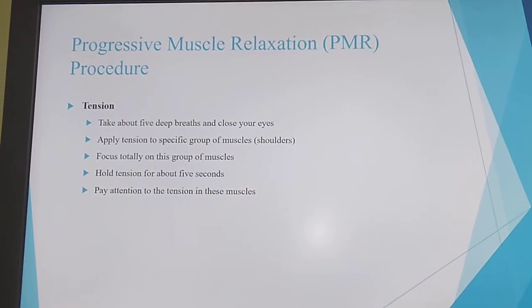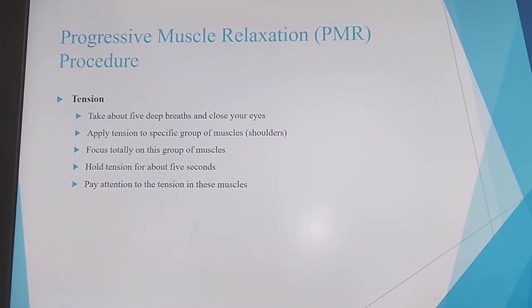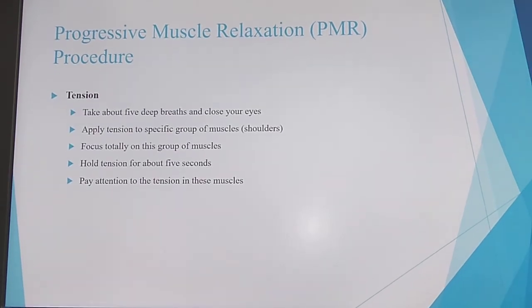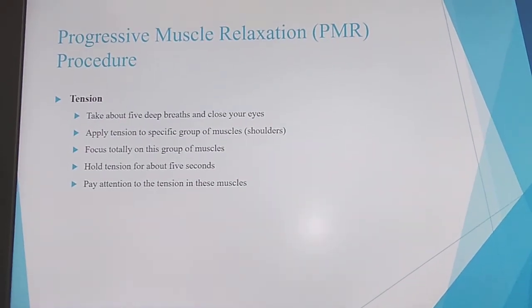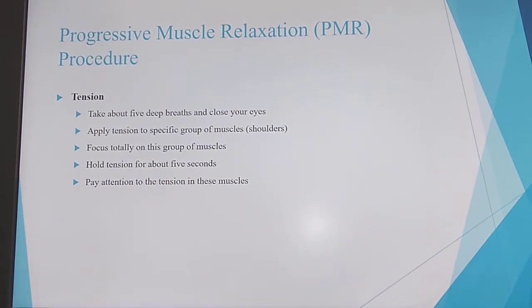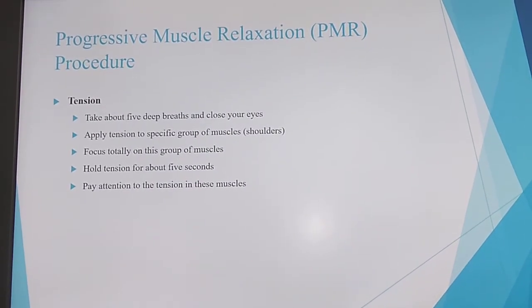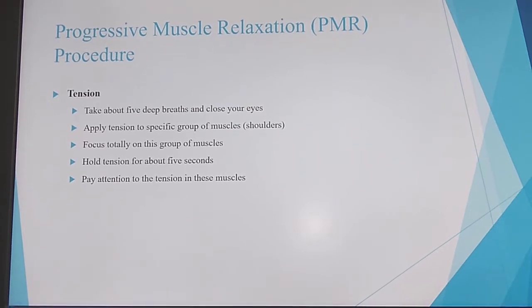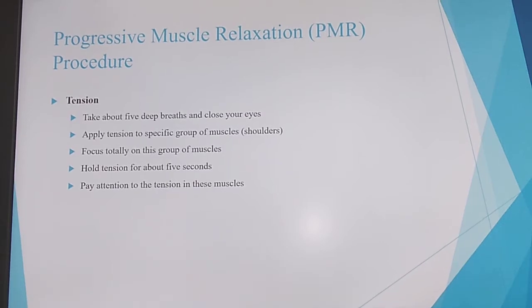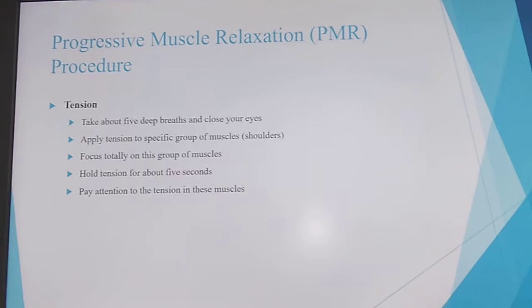So, the procedure has everything to do with releasing tension. Take about 5 deep breaths and close your eyes. Apply tension to the specific group of muscles, for example, your shoulders, that you would like to eventually relax. Focus totally on this group of muscles. Hold tension in the muscles for about 5 seconds. Pay attention to the tension in the muscles.